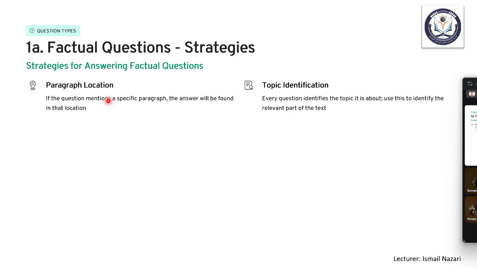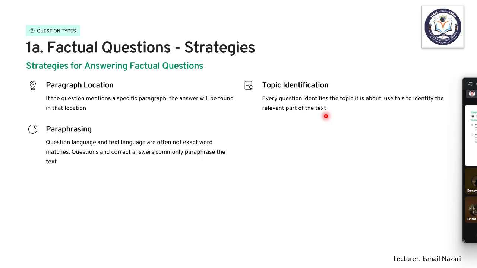The next is topic identification. In order to answer the factual questions successfully, identify the relevant part of the text, which is important. That's the one I told you as the keyword. Find the keyword and then scan it throughout the text. This way you will be able to identify the detail.